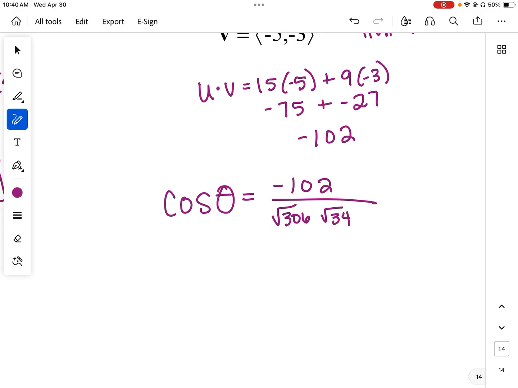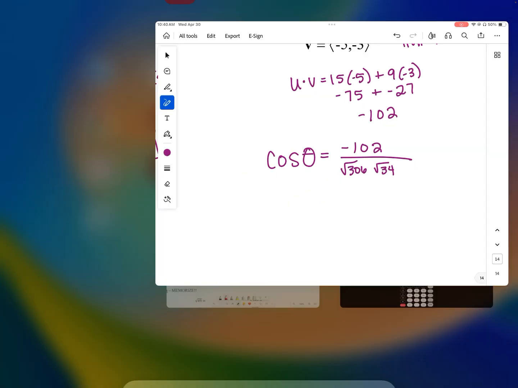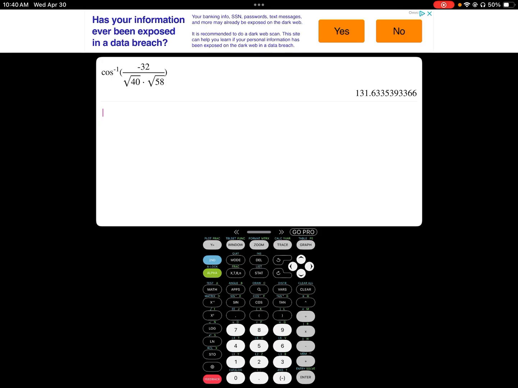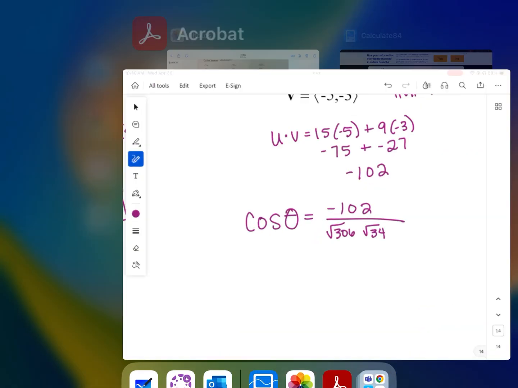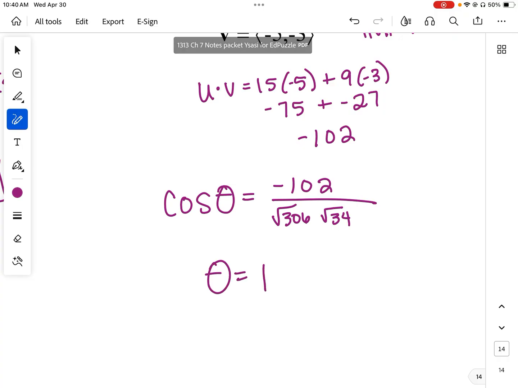Okay, so we need to put this in the calculator. Just like the one right above, we're finding theta. We're trying to find the angle. So second cosine, then do the fraction: negative 102 over the square root of 306, and the square root of 34. It equals 180 degrees. So theta equals 180 degrees.